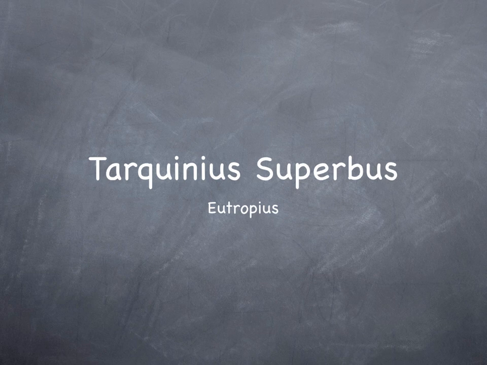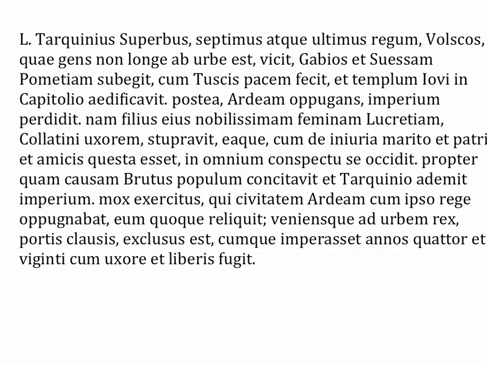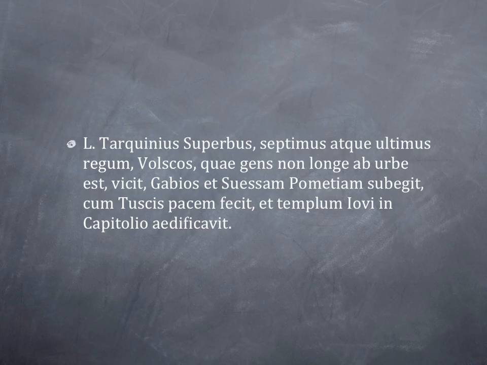Okay, here's our first unseen. This is the unseen of Tarquinius Superbus, written by Eutropius. We've got the unseen here. Take a look at it, pause it, translate it, and then I'm going to go through the translation with you afterwards. Okay, the first sentence.